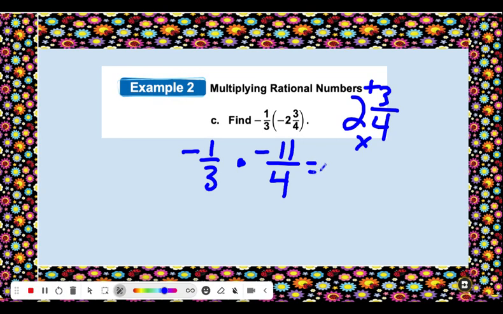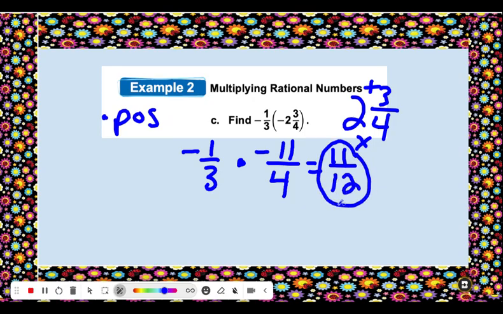No, we cannot. So -1 times -11, I know my answer is going to be positive. So that's 11. And then 3 times 4 is 12. It's already simplified. Great job.